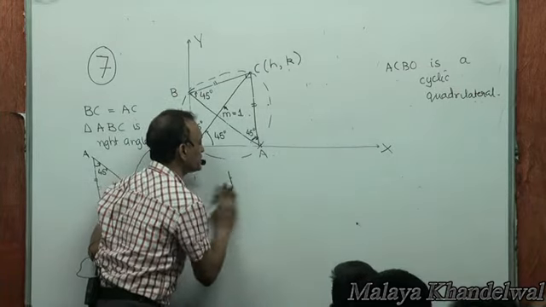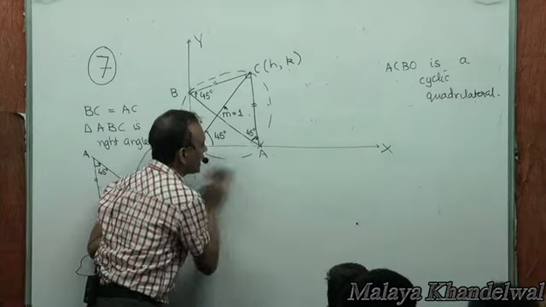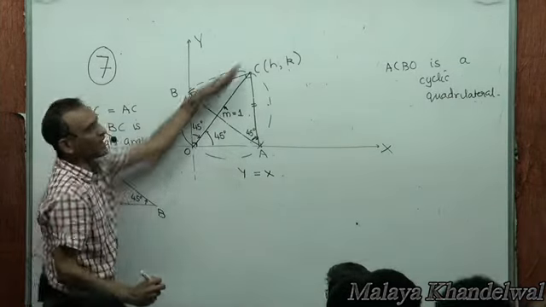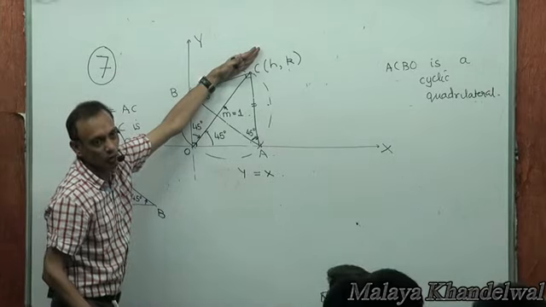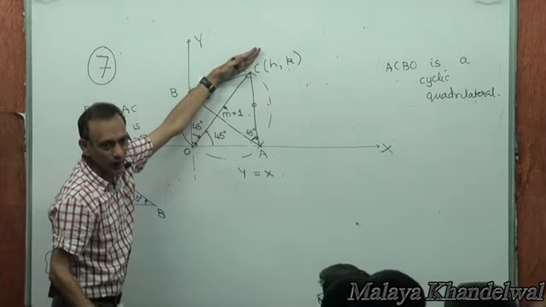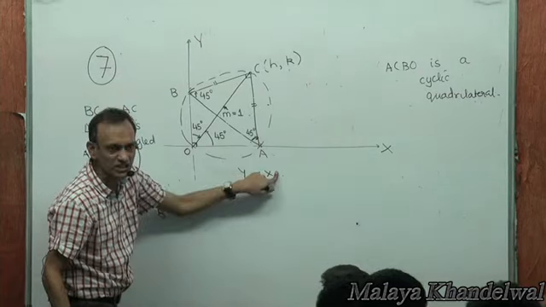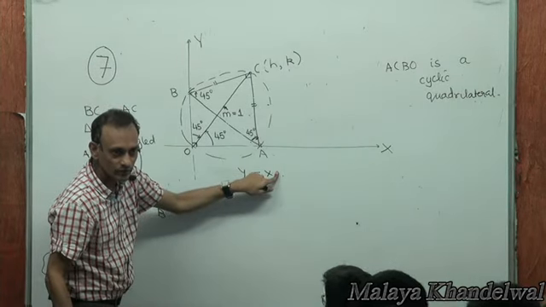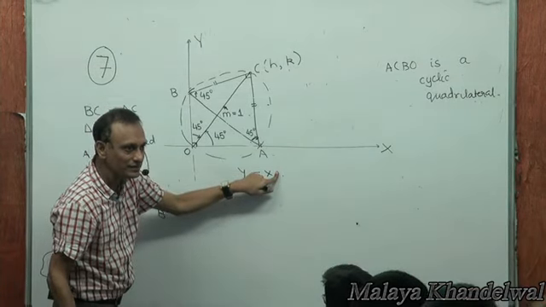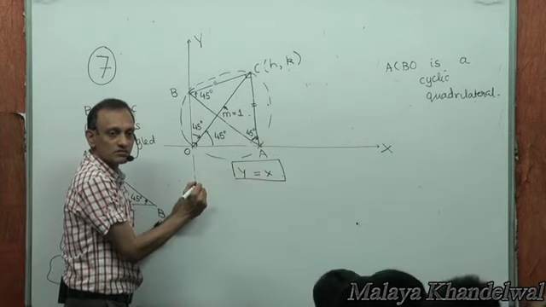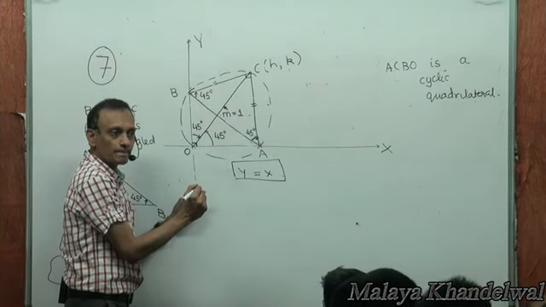Equation of OC is, so HK lies on this line y equal to x. Isn't it? This is the line y equal to x. A line with slope 1 and passing through the origin. Yes or no? So HK must always satisfy this condition, y equal to mx, m is 1. So this is the locus of C. HK always satisfies this condition, y equal to x.